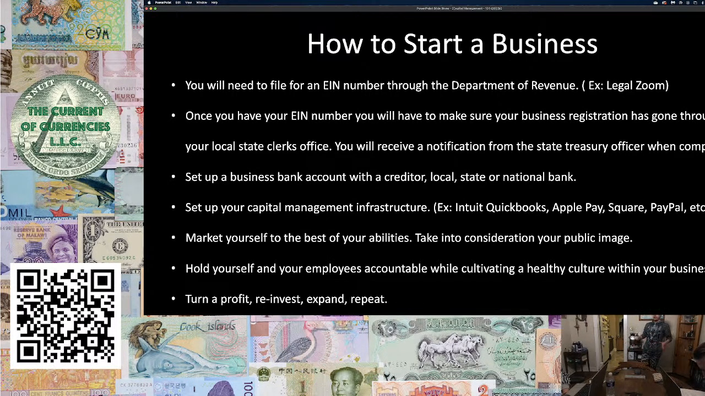So once you have the go-ahead to start your business, you're going to want to start a business bank account with a credit union, local, state, or national bank. To give you an example, I went to Bank of America and set up a business account with them. It was convenient. You have to take into consideration the benefits that you want out of your bank. For certain businesses, maybe going with a local bank is going to be a lot better for you.